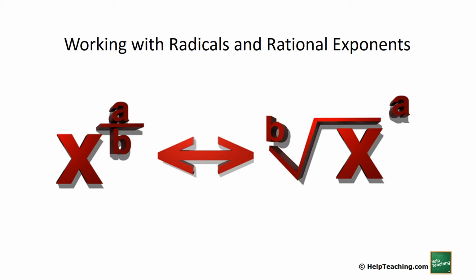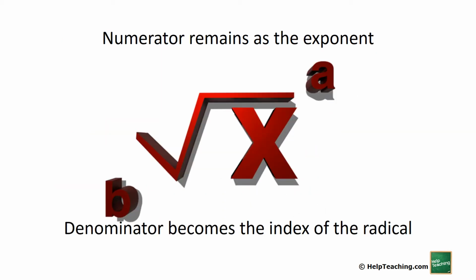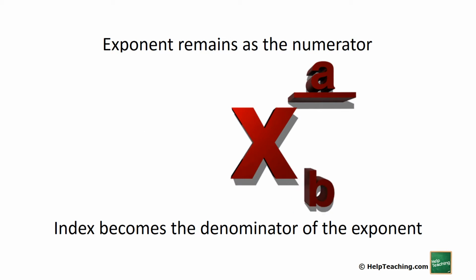Let's begin by starting with a fractional exponent. In this case, you can see that the numerator remains as the exponent. The denominator becomes the index of the radical. If we want to reverse the operation, the exponent remains as the numerator and the index becomes the denominator of the exponent. Let's look at that one more time.